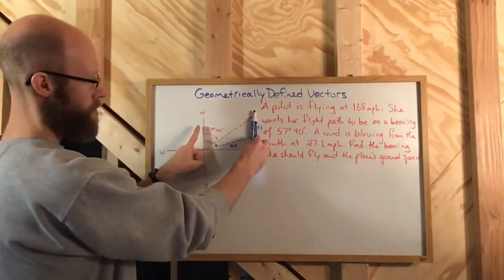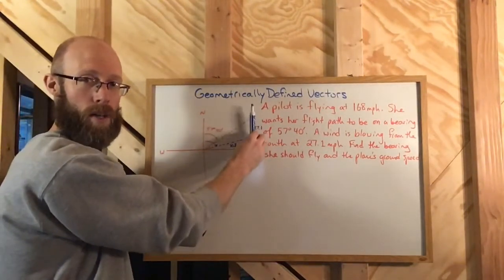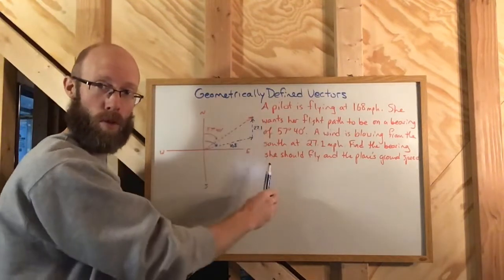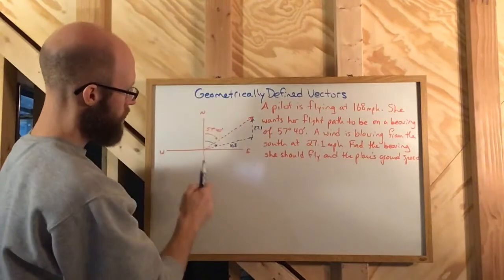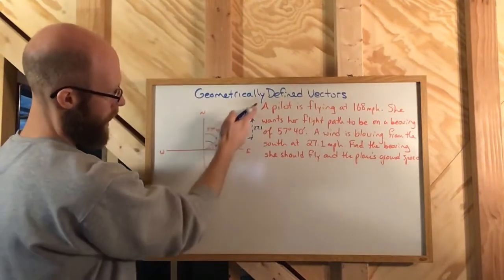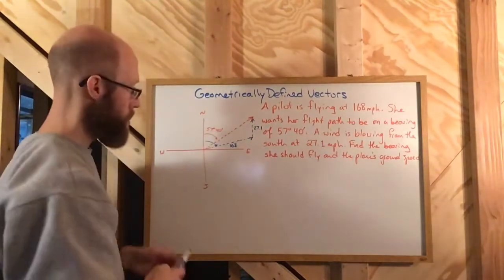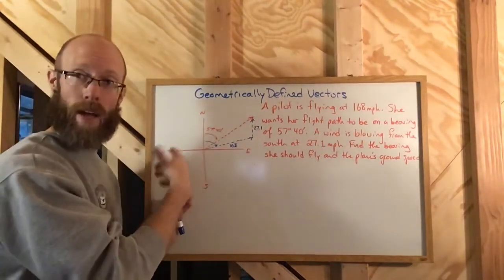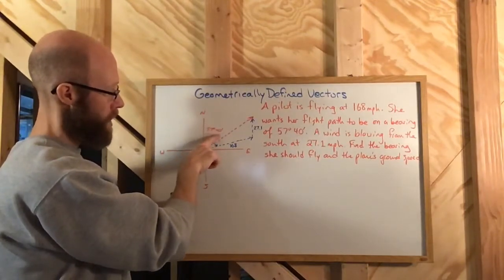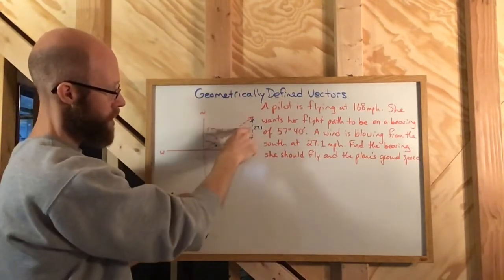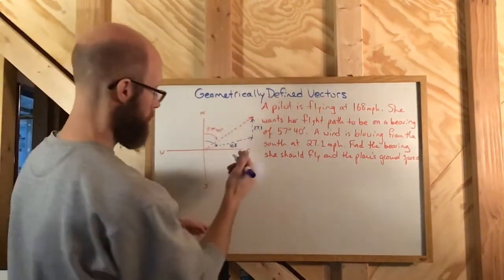There are two parallel lines in here, right? My north-south line and the southerly wind direction, blowing out of the south. And so these are parallel lines, and there's a transversal. The red vector is a transversal. And so opposite interior angles are going to be congruent. This 57 degree 40 minute angle is actually opposite interior to the upper right angle in the triangle. So I know that one, right?